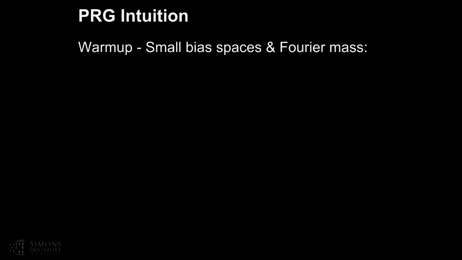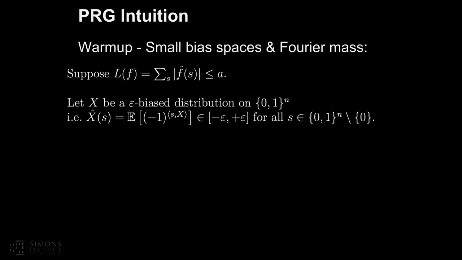So what's the intuition for why this pseudorandom generator might work? Let's start by looking at something I've already mentioned, which is using small bias generators for functions with low Fourier mass. So let's take a function with small Fourier mass, and we'll take some epsilon bias distribution. What's an epsilon bias distribution? Well, if I look at the expectation of this inner product, raised to minus one to that to normalize it, that's going to be between plus and minus epsilon. So we think of this as the Fourier coefficient of the distribution, and we say that these are small.